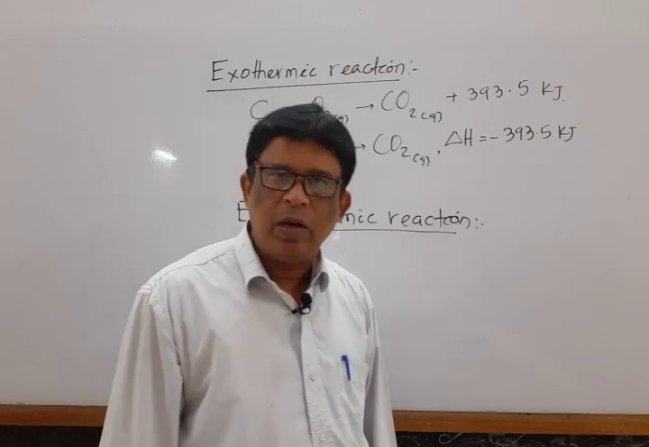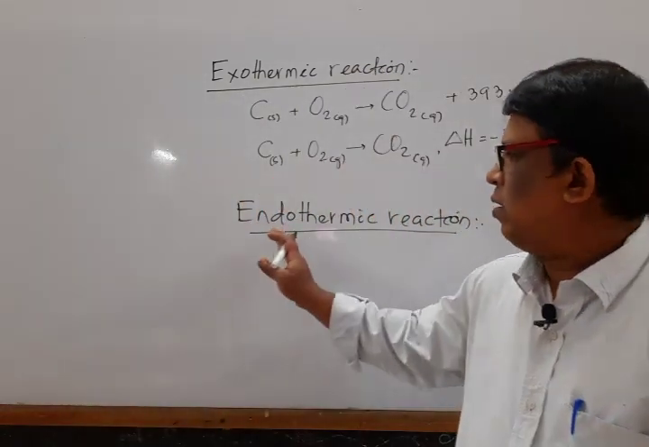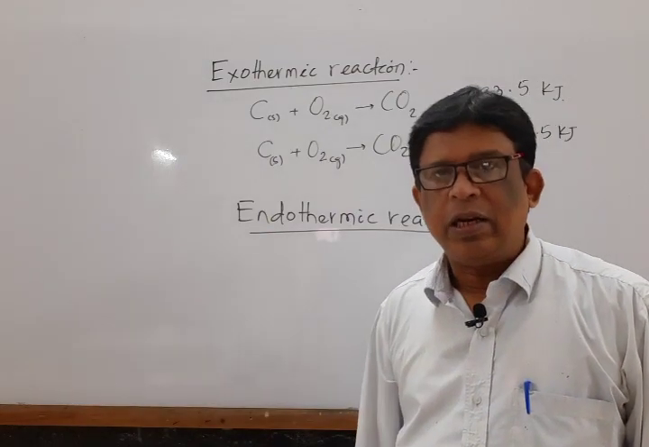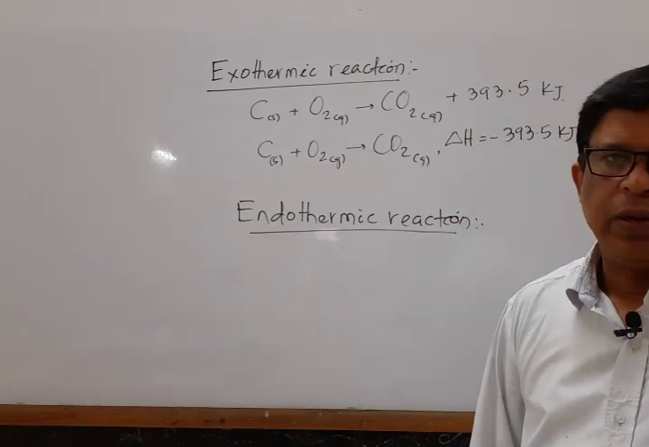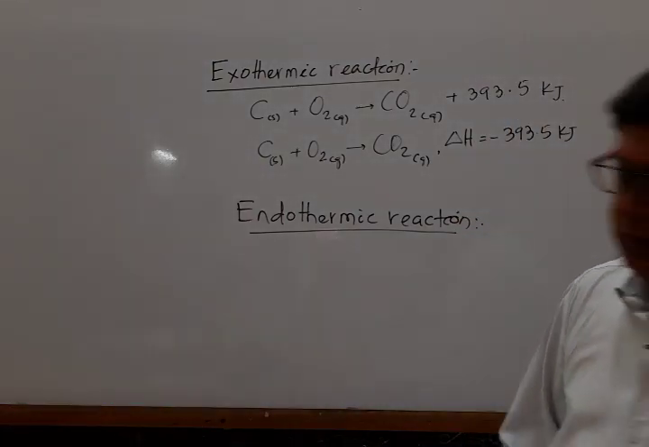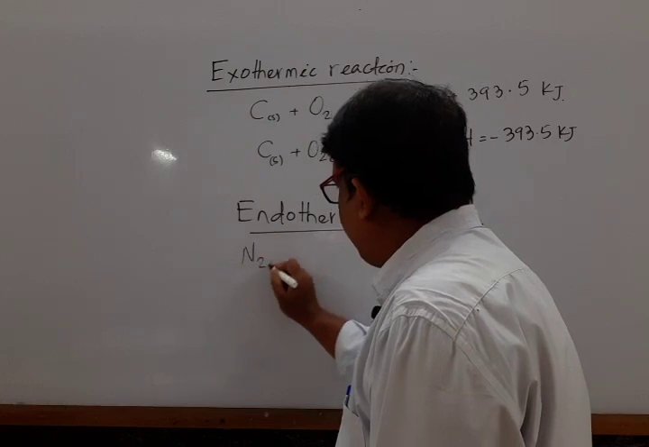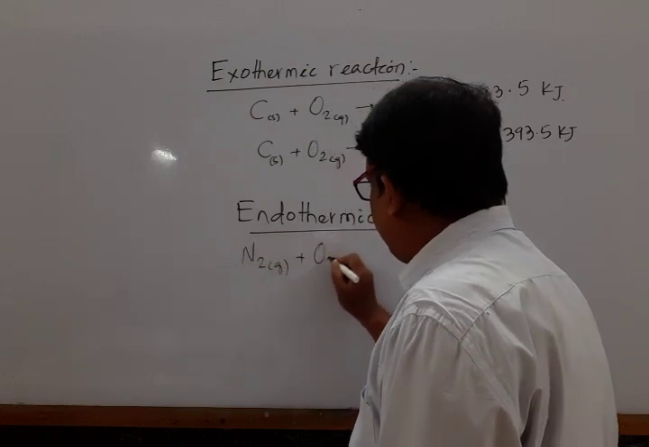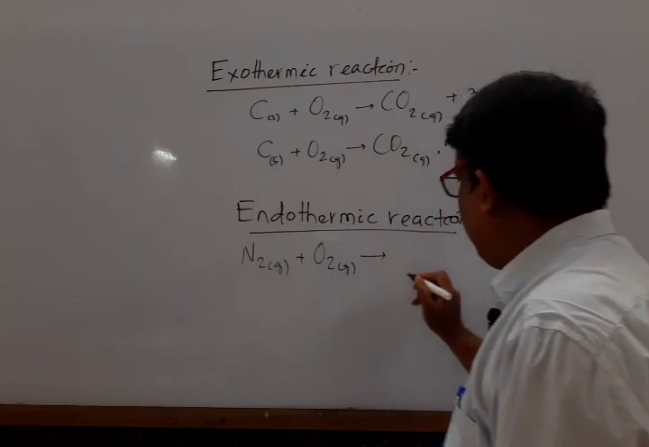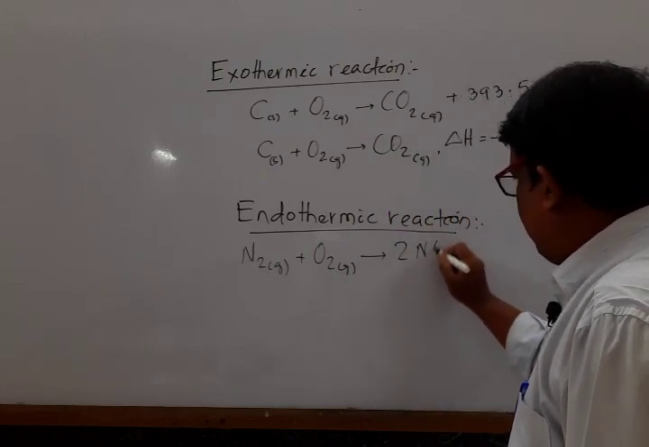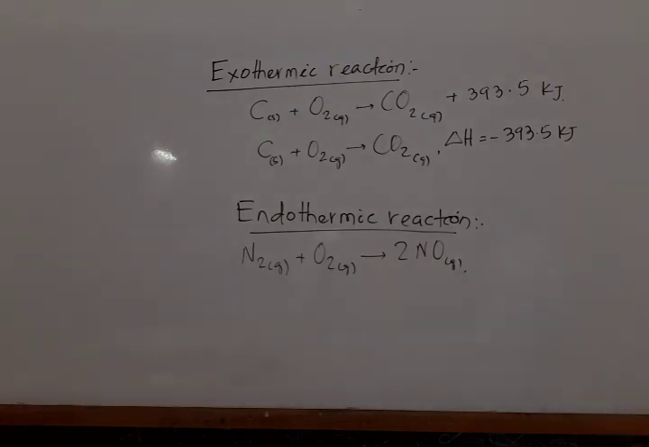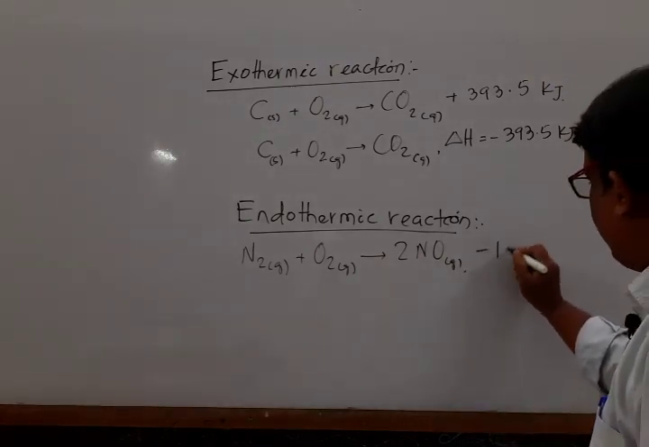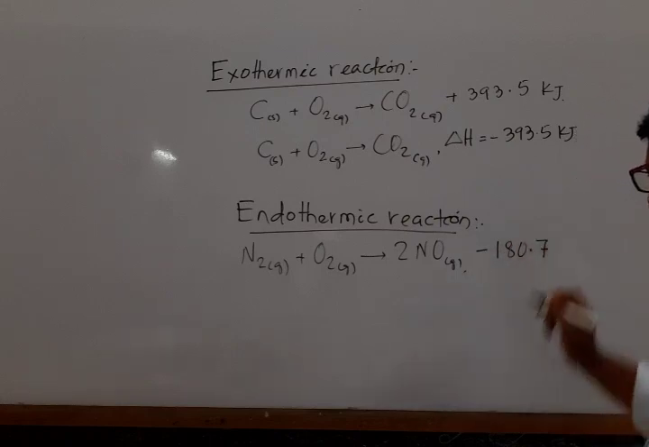On the other hand, without a sign, if it is represented like one of the products, then it is also an exothermic reaction. Similarly, the endothermic reaction is the reaction in which heat energy is absorbed. For example, when 1 mole of nitrogen combines with 1 mole of oxygen to give rise to 2 moles of nitric oxide, then the amount of heat absorbed is equal to 180.7, that is minus 180.7 kilojoule.